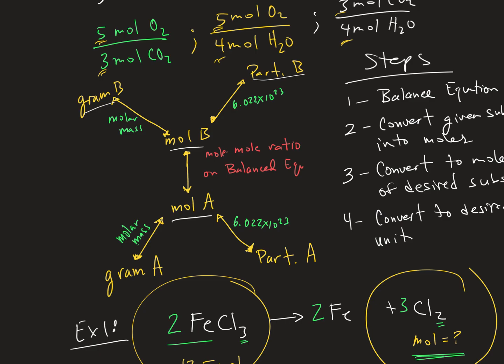So I start there, and where's the only place I can go, guys? To moles of that same substance. Once I get there, I got to go to moles of my different substance. This is what I'm looking for. 2 steps. 1, 2. You good? Does that make sense using the mole roadmap?